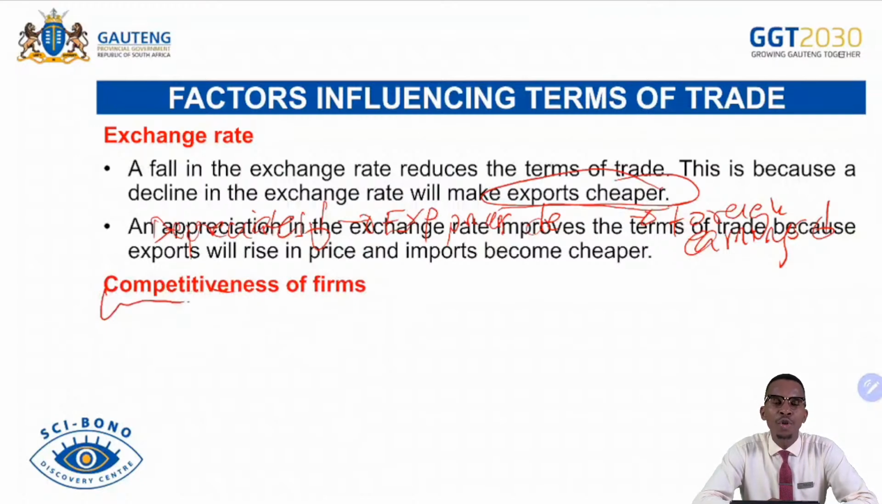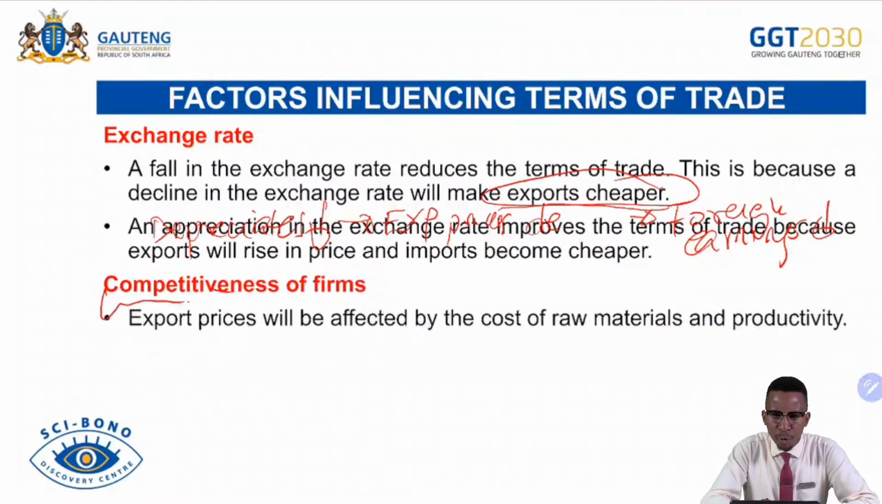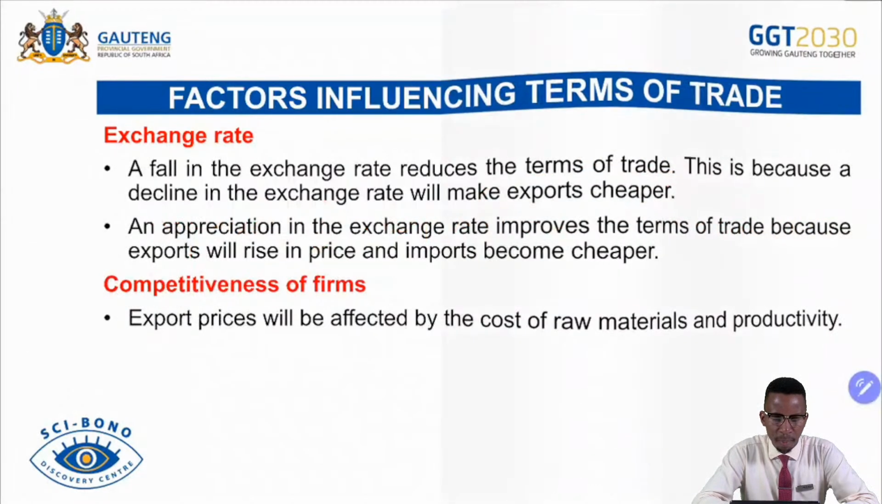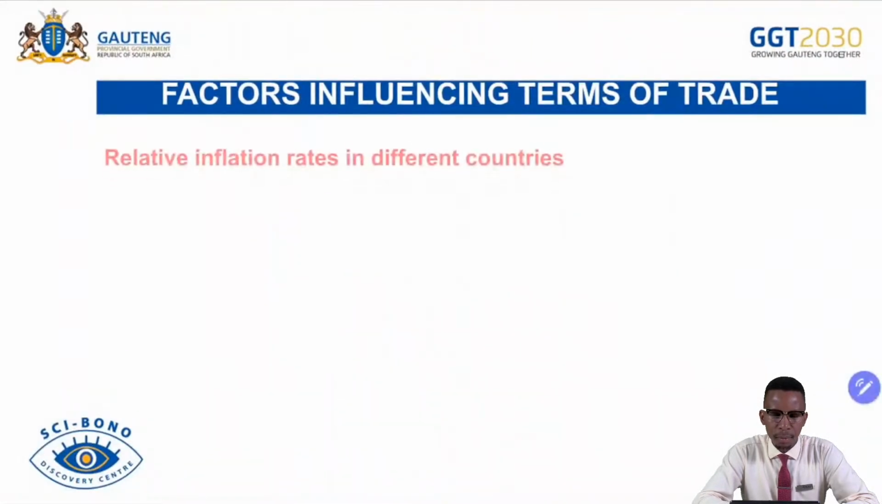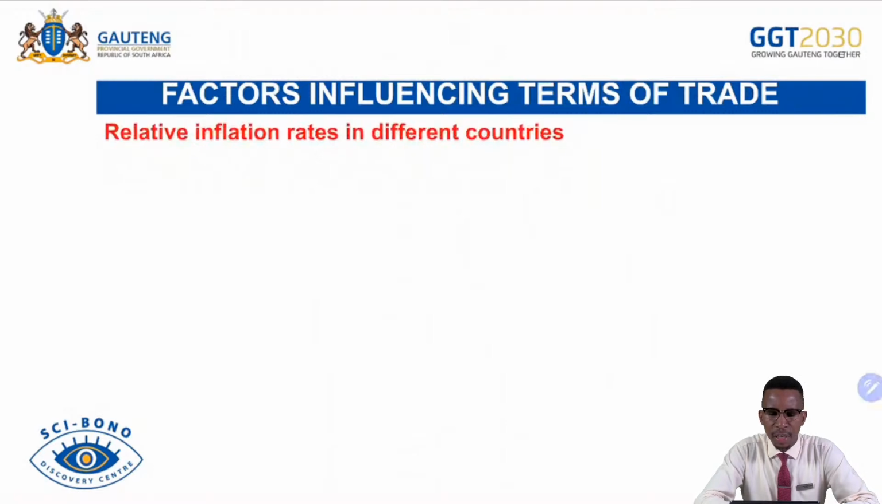But if they become less competitive, that means a problem. That means our exports are becoming relatively cheap, with less earnings receivable on those exported goods and services. Export price will be affected by the cost of raw materials and productivity, and by relative inflation rates in different countries.